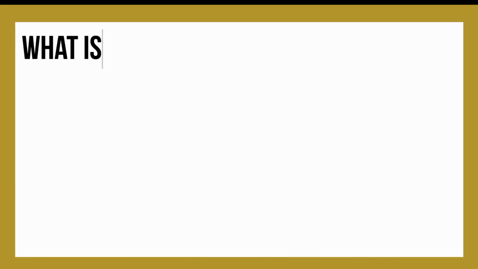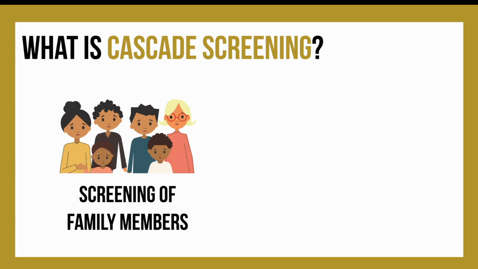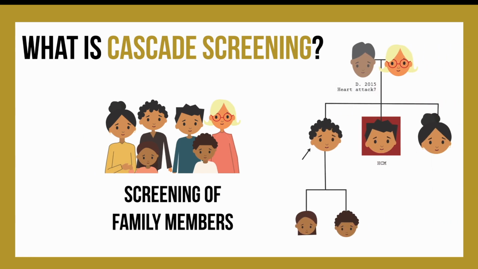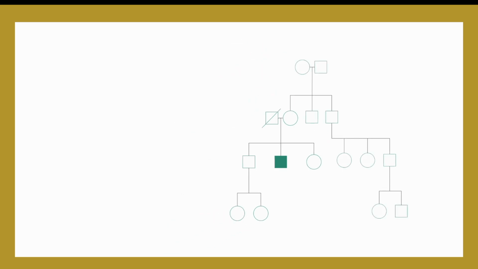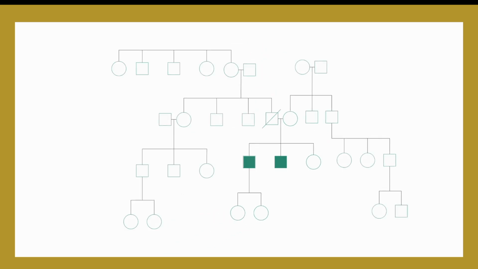Cascade screening is where family members of someone who has received a new diagnosis of an inherited condition, a proband, are given the option to be evaluated to see if they have or are at risk for the same condition. As a result, cascade screening is best done in a systematic approach, starting with testing first-degree relatives and following the positive results when progressing to relationships that are further out.